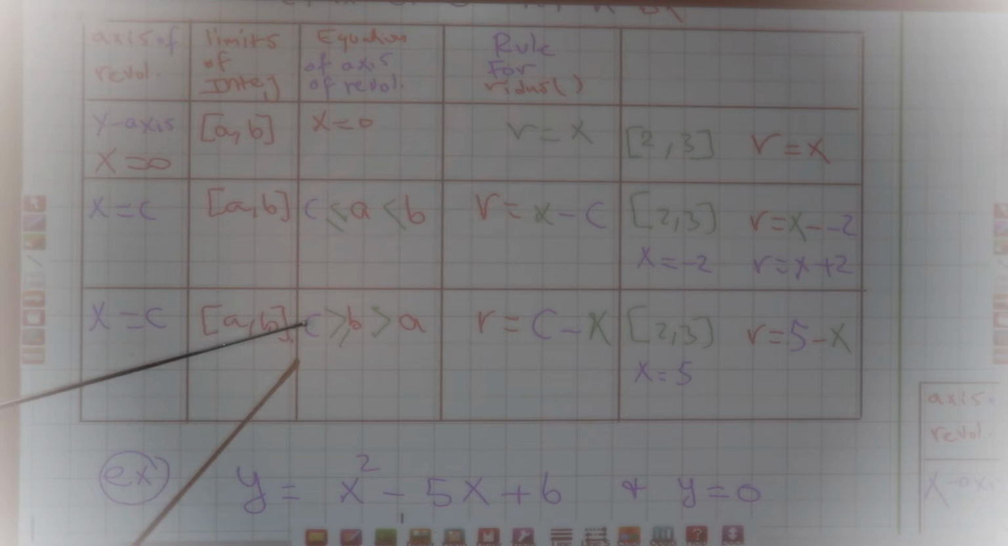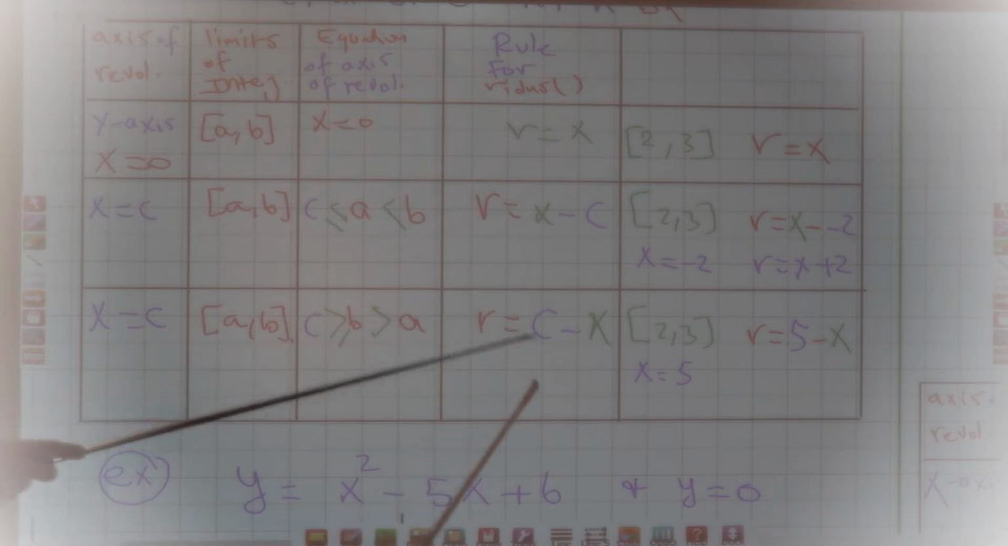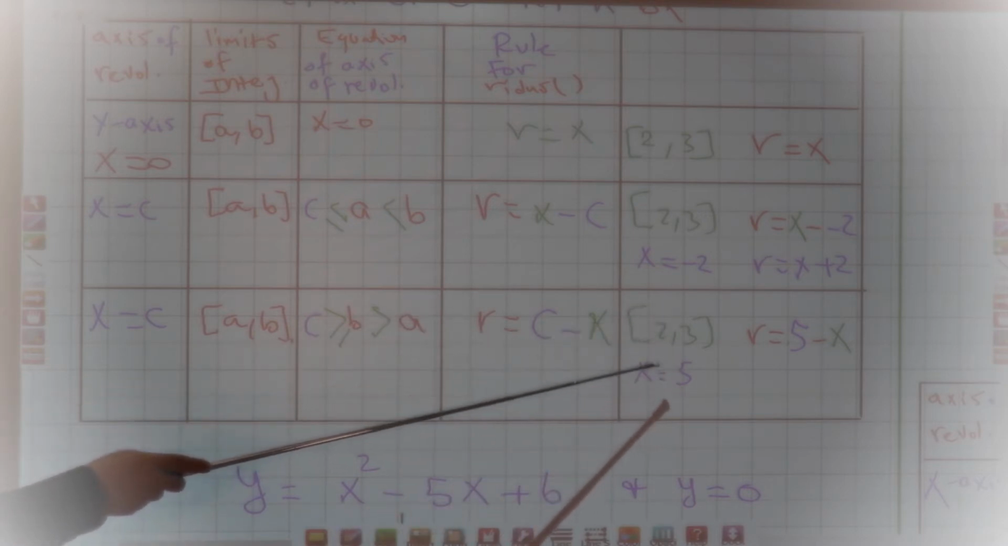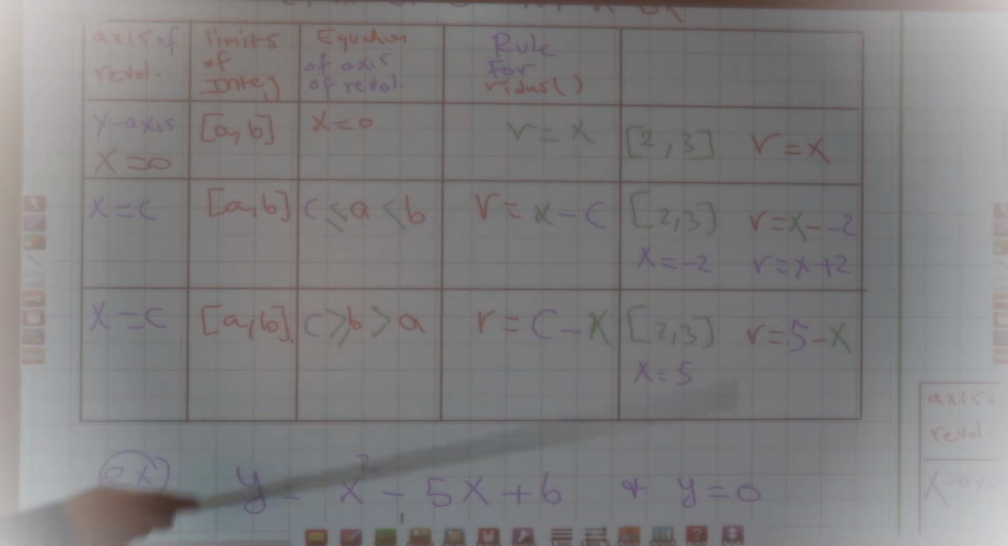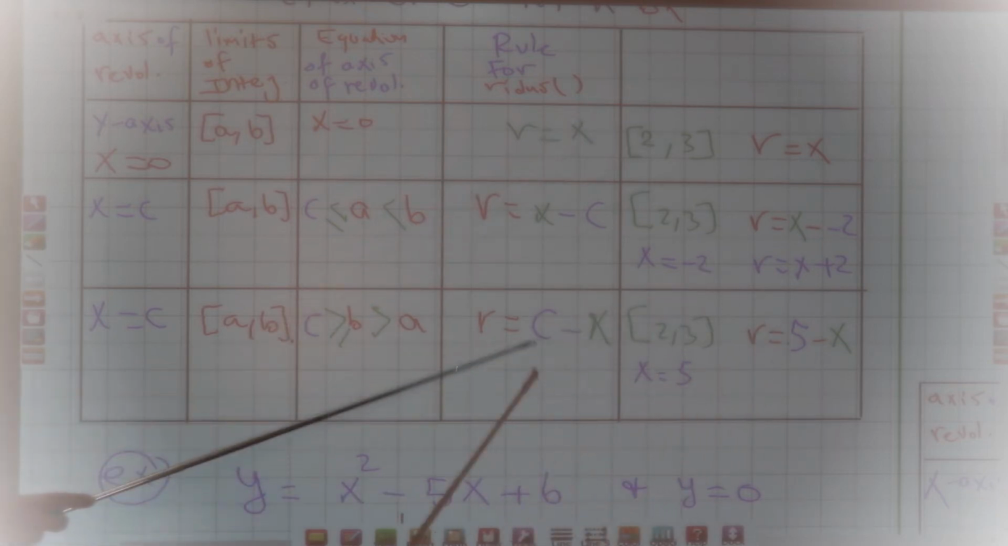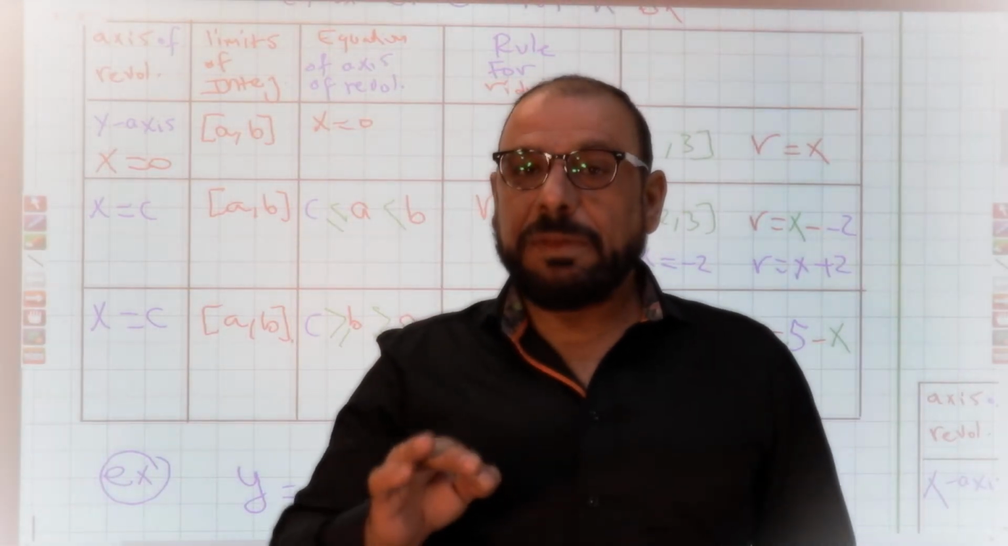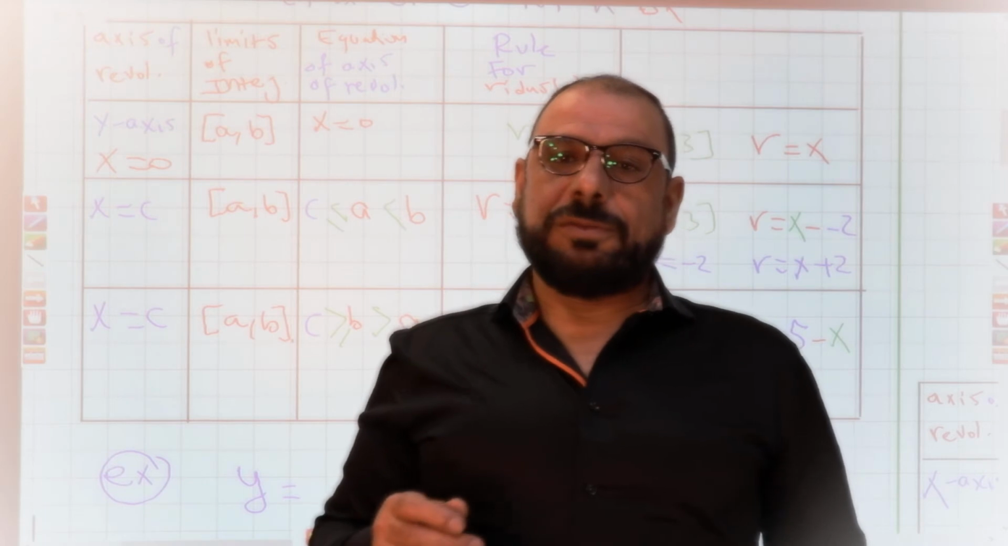Now look here, if c is greater than b, the highest value, and greater than a, then r equals c minus x. Example, limits of integration 2 and 3, x equals 5. 5 is greater than both 2 and 3. Then my radius is 5 minus x. If you follow this table, you'll be able to solve any problem using cylindrical shells.